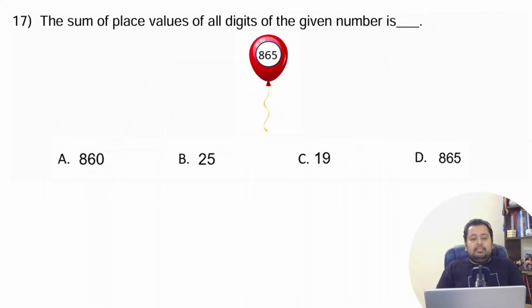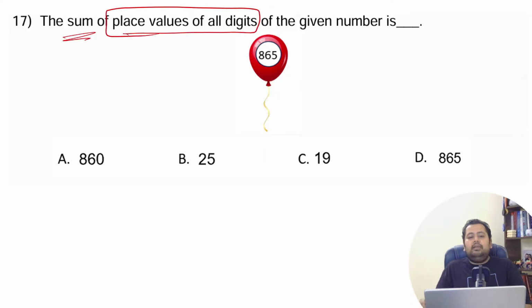The sum of place values of all digits of the given number is dash. So you have to find out the sum, that is, you have to add the place values of all digits, right? It's a three-digit number. So pause the video, find the answer first, and then look at the solution.